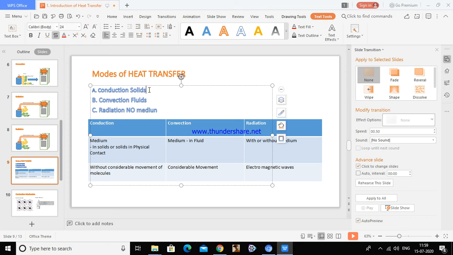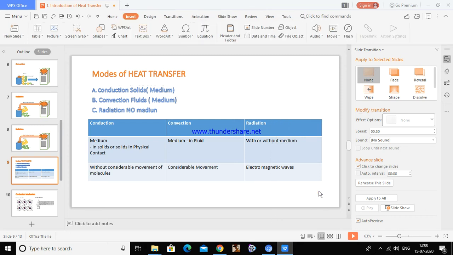Solid is a medium, and fluid is also a medium. By using these facts we can define conduction, convection and radiation. Another difference in these three is that in conduction there is no considerable movement of particles or molecules; the molecules are not flowing. In convection there is considerable movement of molecules.